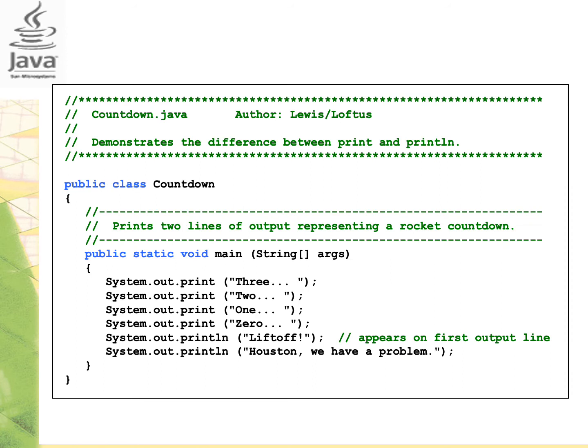Let's look at this code. We have a class called Countdown. It has a main method, and within the method we have print and println. The first print statement is System.out.print 3, then System.out.print 2, and then System.out.print 1. The next one is System.out.print 0, and then we have System.out.println "Lift off", and lastly System.out.println "Houston, we have a problem". What do you think the output will be? How will it be displayed on the screen?